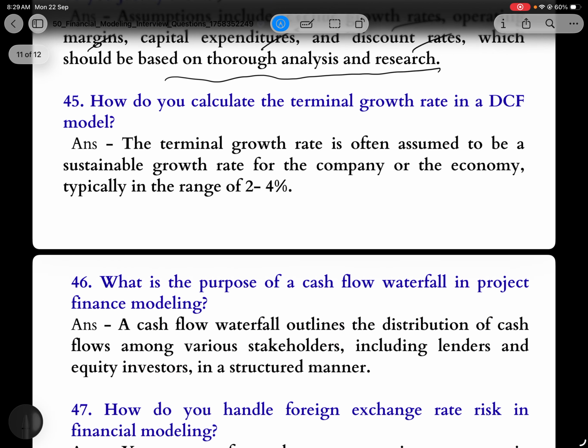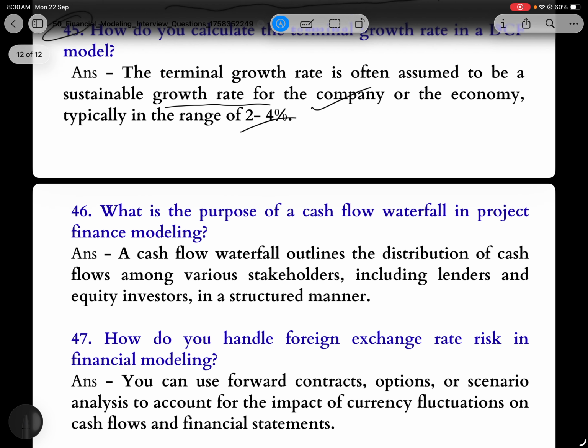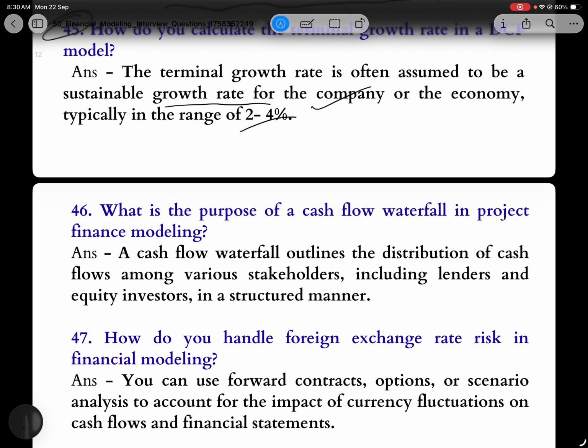So how do you calculate terminal growth rate, right? So often it's basically the sustainable growth rate of the company over the economy. It's normally 2 to 4% or very minimal kind of value, right? So of course we can find the sustainable growth rate and then use that, or it could be the whole economy. It normally is very similar to the economy growth rate.